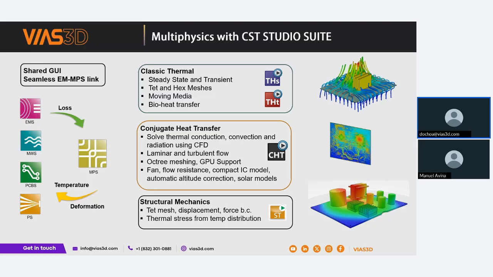And this solver is capable of handling conduction, convection, and radiation, the three forms of heat transfer, at the same time using computational fluid dynamics in one solve. Okay. So if you need accurate radiation and convection calculations, this is the solver that you should be using, the CHT. Okay. And we also have the structural mechanics.